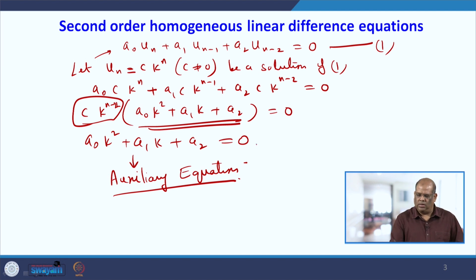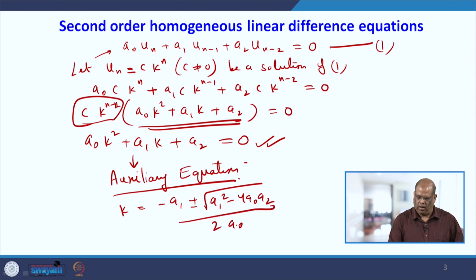And you have to solve this auxiliary equation to get the roots of this equation. It's just a quadratic equation, so you can use any formula. You can use k equal to minus b plus minus root of b square minus 4ac divided by 2a. So, let the roots be m1 and m2. Now we take the following cases.